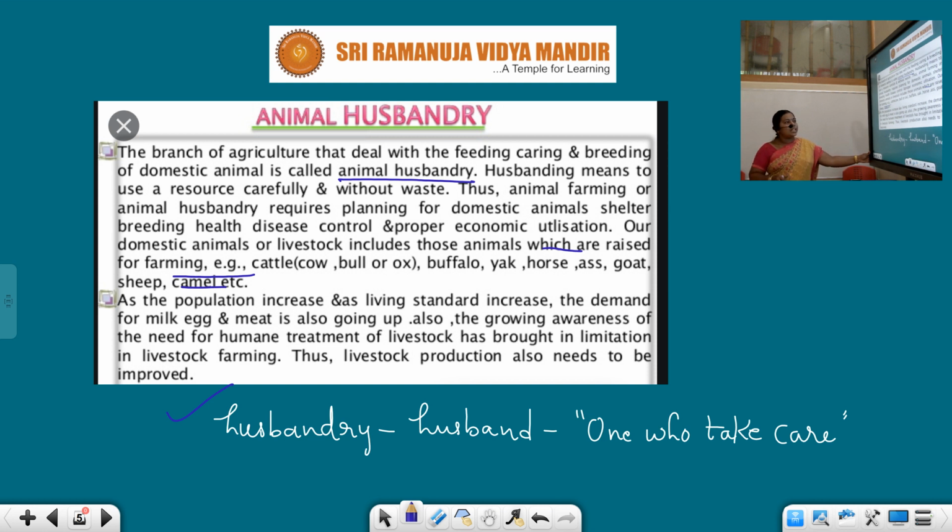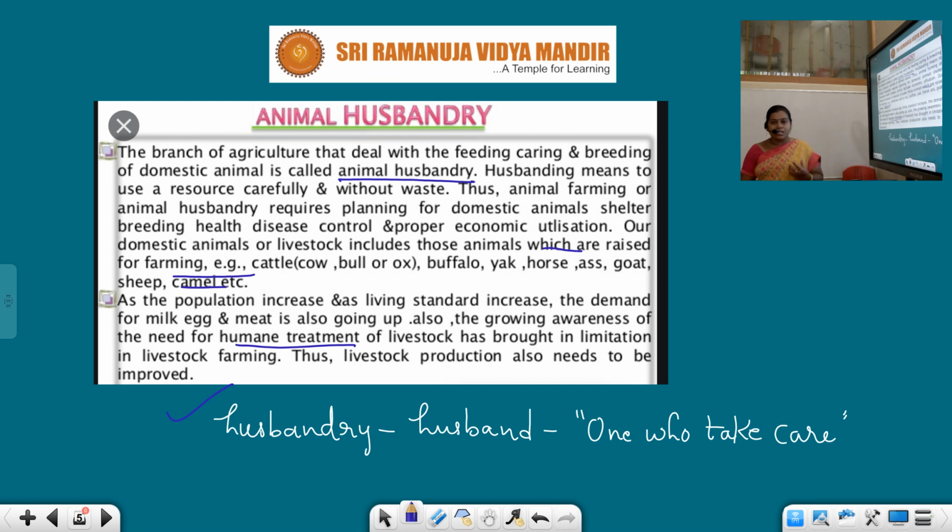As the population increases and living standards rise, the demand for milk, eggs, and meat is also increasing. Students, as the population increases, the demand for food also increases. On one side we are using new methods to improve crop yield. In the same way, on this side also we are facing many challenges, as the need for eggs, meat, and more keeps increasing. Growing awareness of the need for humane treatment of livestock has brought limitations in livestock farming. Thus livestock production also needs to be improved.